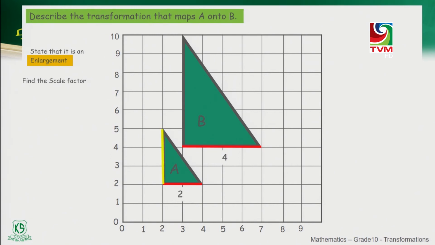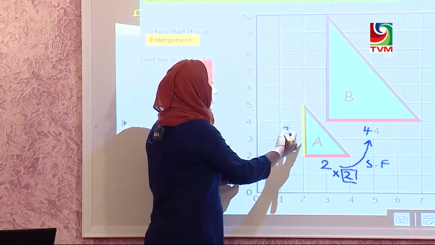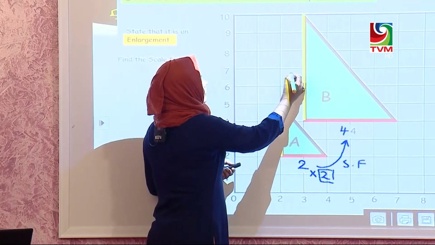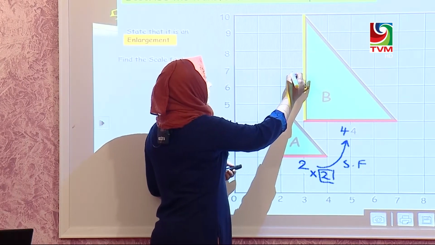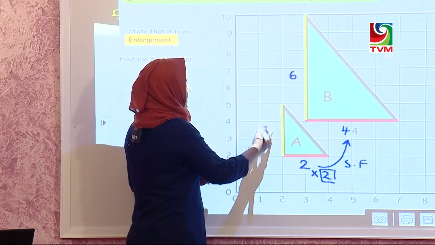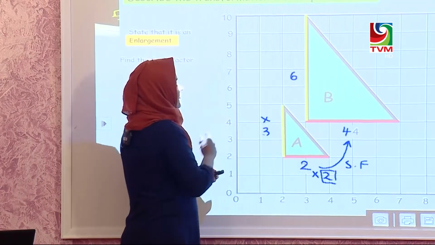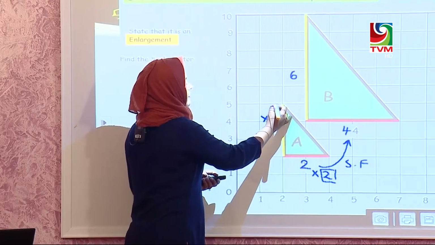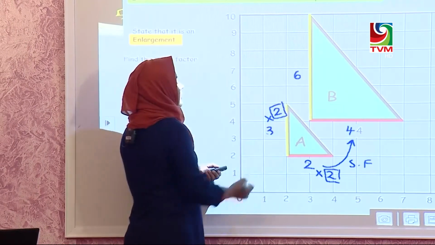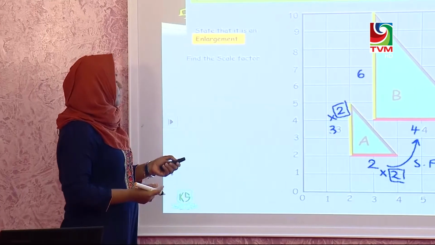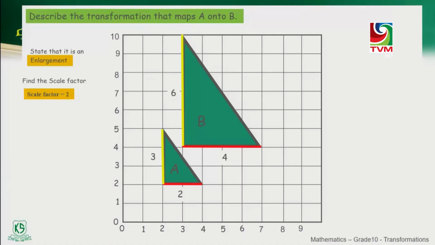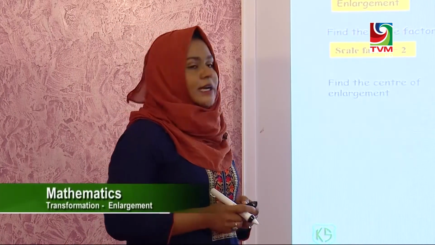If we take this side here, we have 3 squares in it. Now the same side on the image, on the enlargement, we have 6 squares. Now 3 multiplied by which value gives you 6? It is 2. So now we are sure that our scale factor is 2. So you can write scale factor 2. Now for the third point, you have to write the center of enlargement.